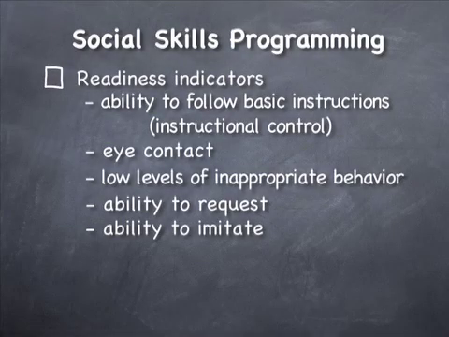Next, the ability to imitate. Remember we talked about observational learning. Well, you want to make sure that your student has some ability to imitate an adult before you put them in a social environment. Lots of what we're going to be asking them to do is watch what your peers are doing and do the same thing. So some skills in imitation are also a good indicator.